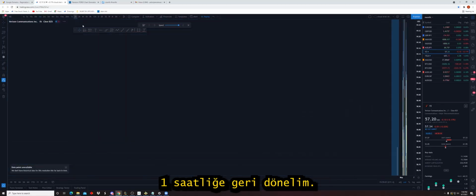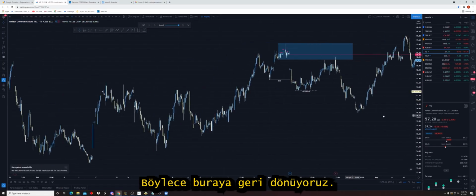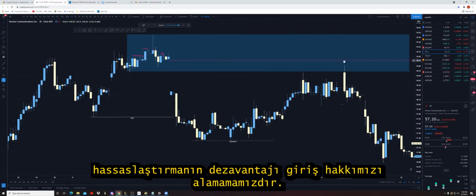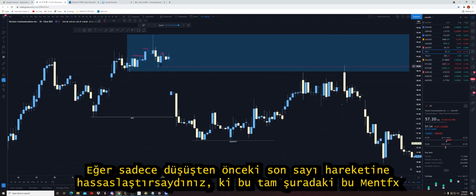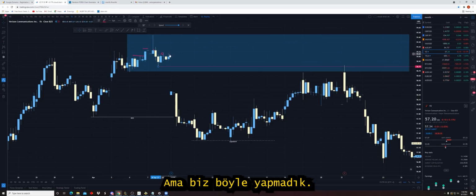Let's go back to 1 hour. And again, we can check out what actually got hit. So we move back into here. And as you can see, the downside to the refinement is that we didn't get our entry. If you just refine to the last level for the down move, which could be this MetaFX block right here, you had a perfect confirmation entry. But that's not how we did this refined entry.